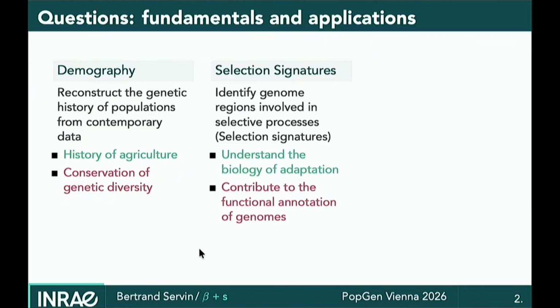In terms of selection, we've been working a lot on trying to find the signatures of selection on the genome of these species. So we identify the main genome regions involved in selective processes that have been going on since domestication. That helps to understand the biology of adaptation, of course. From an application standpoint, it's also good information about the potential functional importance of mutations, because if you find mutations that have been under selection, there's probably something functional about them. That also helps in the annotation of genomes.